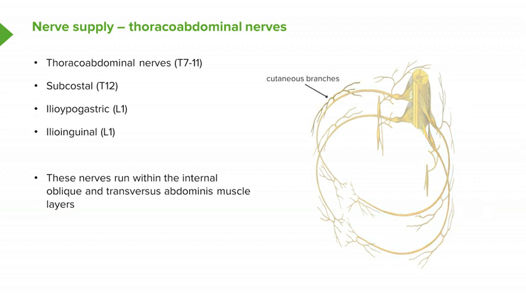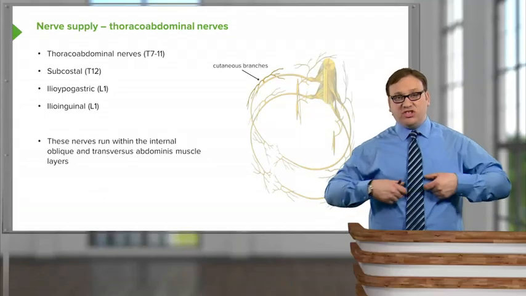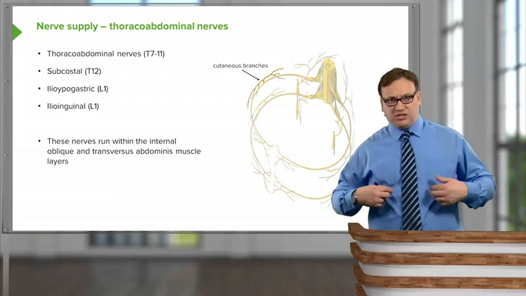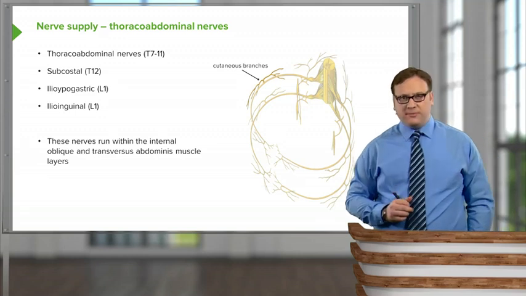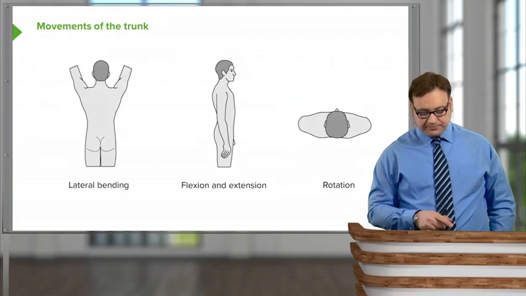But we also have some cutaneous branches, and these go to supply the skin. And that's what creates this banding, creates the dermatomes, the sensory distribution from the skin. So when you touch, the sensation travels back towards the spinal cord. So here we can see some of those thoracoabdominal nerves.